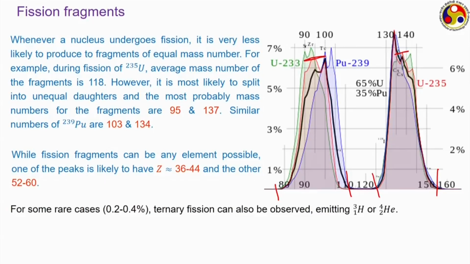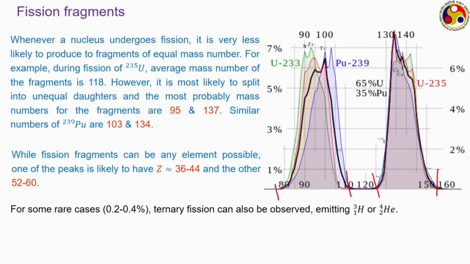There can be some very rare cases, 0.2 to 0.4%, where we can have a ternary fission. That means, along with these two, there can be a third fission fragment, which is invariably an alpha particle or maybe a tritium. Now, let us compare the three lines shown here. The green line corresponds to uranium-233, the red corresponds to uranium-235, and the blue line corresponds to plutonium-239.